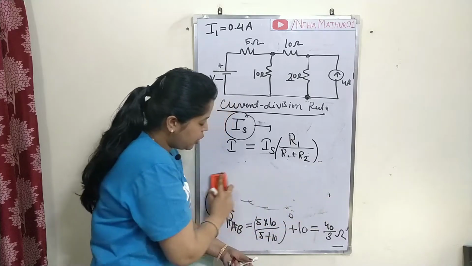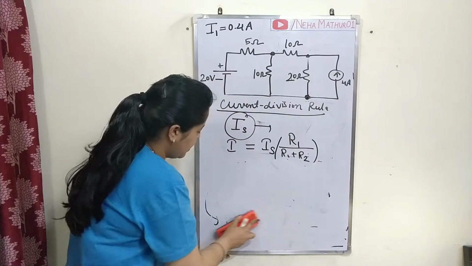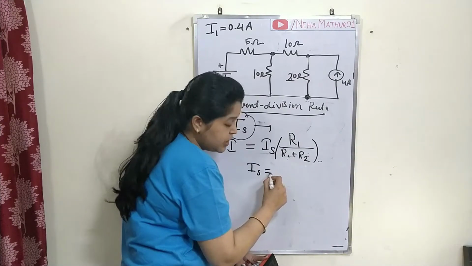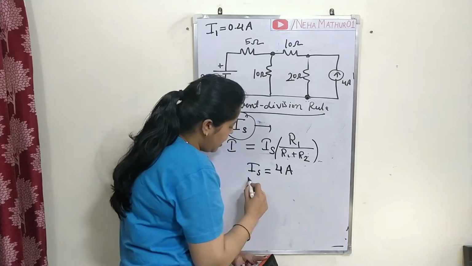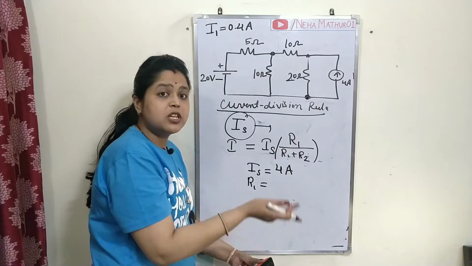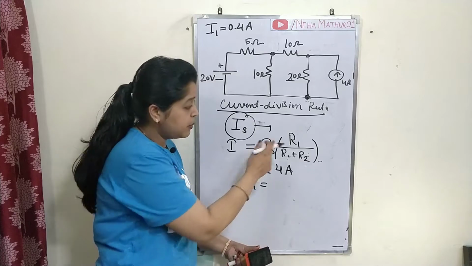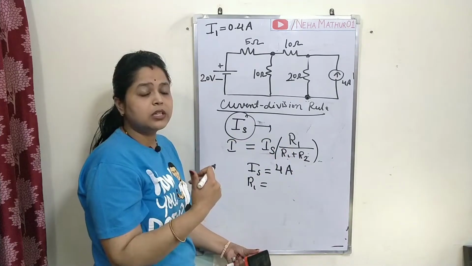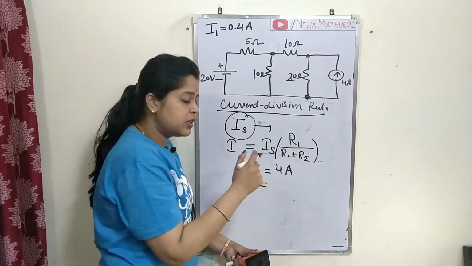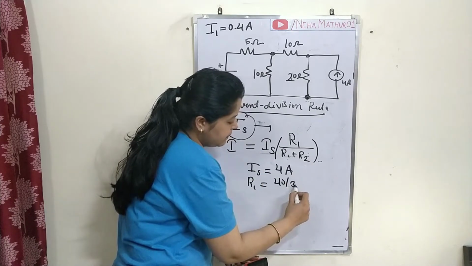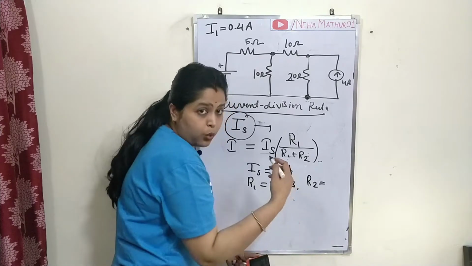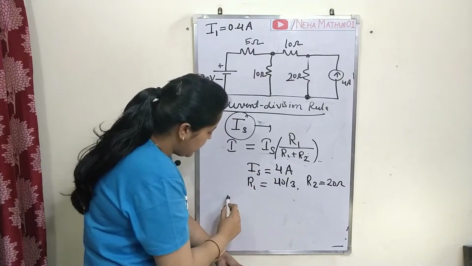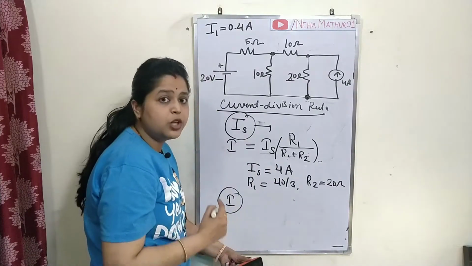Now according to the circuit, you have IS, a current source of 4 ampere. R1 is the opposite branch, the branch opposite to the one across which you want to find your current. So you want to calculate the current across 20 ohm. The opposite resistance will be 40 by 3, and your R2 will be your own branch, so it will be 20 ohm. Just applying this formula, you can find the current across the 20 ohm resistor.